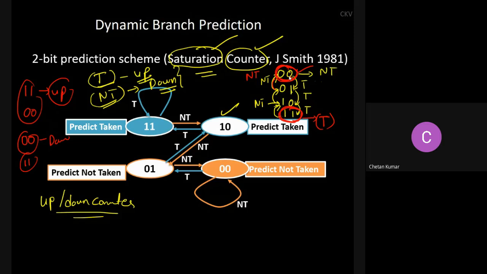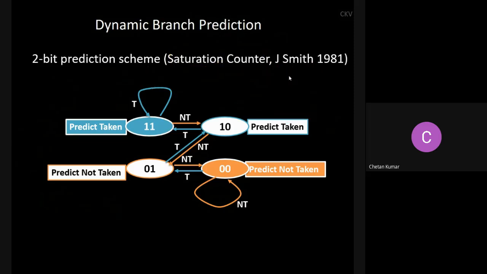Most of the 2-bit branch prediction schemes that are available in today's processors follow this technique, which is called a saturation counter. So whenever you read something called a saturation counter with respect to branch prediction, it is basically talking about this. Now you have understood why it is called a counter, why it is called a saturation counter, and how exactly the state changes happen.